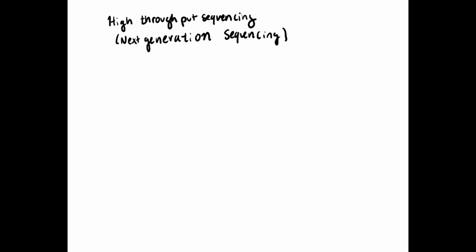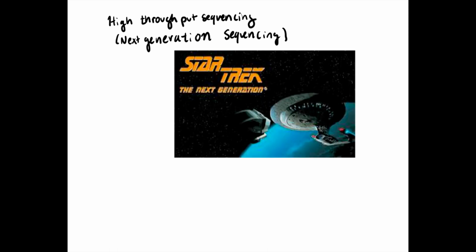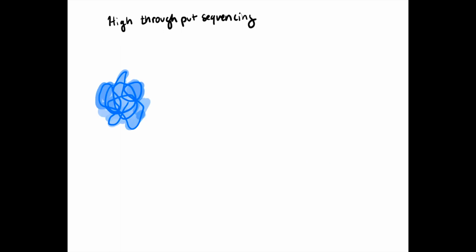So the second DNA sequencing technique that we're going to go over is the high throughput sequencing technique, or also known in our biochemistry book as next generation sequencing. Hence the Star Trek music, next generation, whoop whoop. And what makes this technique special is that it is a lot faster than Sanger sequencing. And I like to think of it as, oh, the spaceship's going warp speed, so it's a lot faster. And the reason for this is that we're able to sequence a bunch of DNA fragments at the same time.